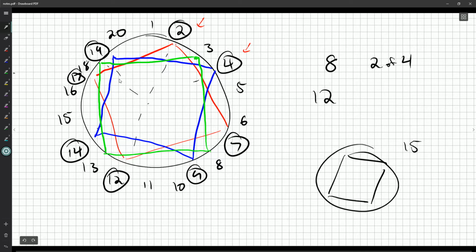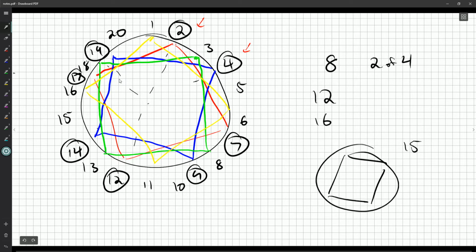Right? Because then we could also do 16 of them by adding in another one, say 1 to 16 to 11 to 6 and back to 1. Get another square in there. So that's kind of interesting.